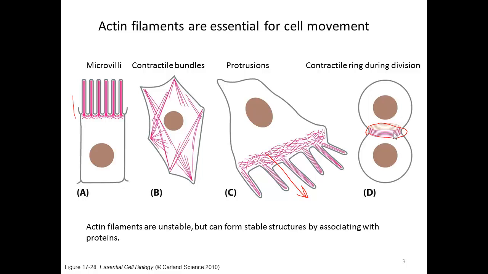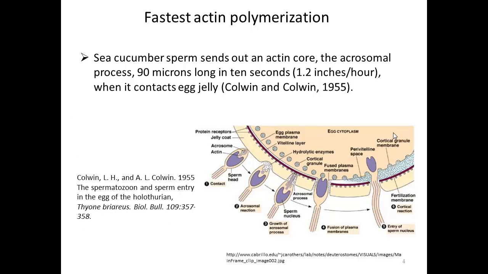Like microtubules, they are dynamic in that they form and dissociate, and they can be stabilized into structures by many of the binding proteins. Actin polymerization holds the speed record for filament formation. When a sperm makes contact with an egg, from the acrosomal head of the sperm, it will open up and project an actin protrusion to make contact with the egg. This is 90 microns long in 10 seconds. That's a rate of 1.2 inches an hour. And that represents the incorporation of about 3,000 monomer units per second into a growing filament.